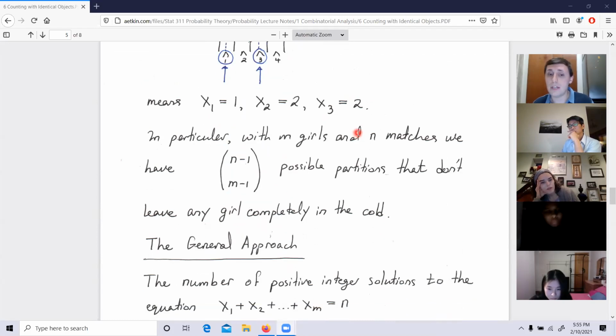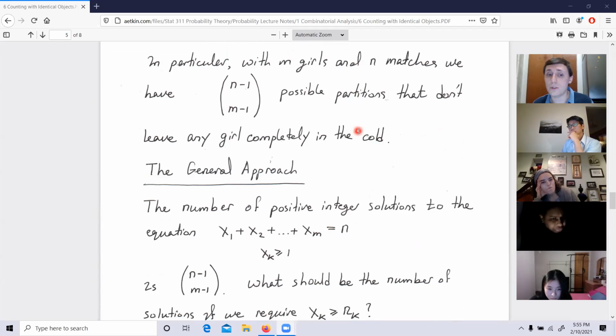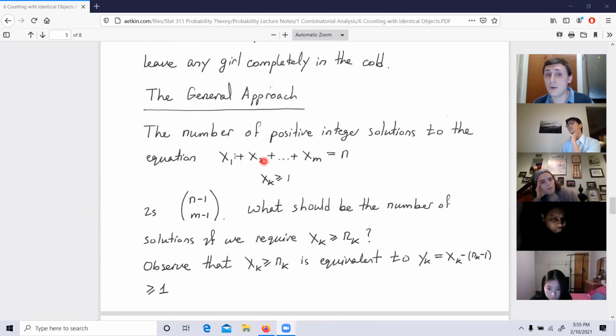And now let's consider the general approach. We already know that if we have n objects and each of the m individuals must receive at least 1 object, the number of possibilities of distributing them is n-1 choose m-1. Now we can try to answer the question in general. What happens if I force xk to be bigger than or equal to some nk?